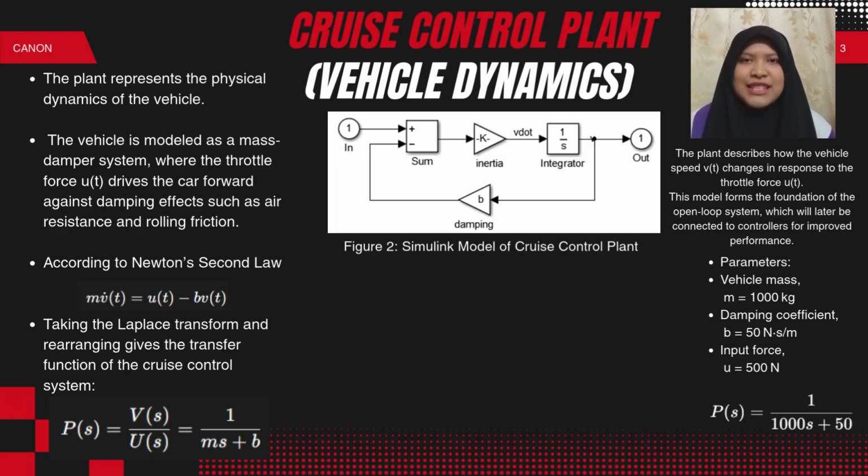This Simulink diagram represents the same model. The inertia block represents the mass, M. The damping block represents B, and the integrator converts acceleration into speed. For our parameters, we use vehicle mass, M, equal to 1,000 kilograms. Damping coefficient B equals 50 newton seconds per meter. And input force U equals 500 newtons. This transfer function forms the base model for our controller design later.